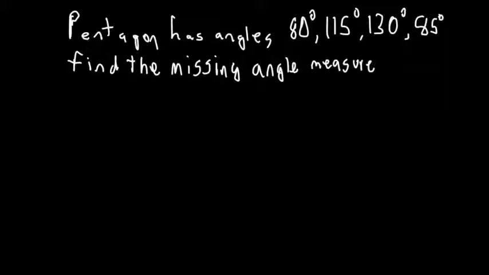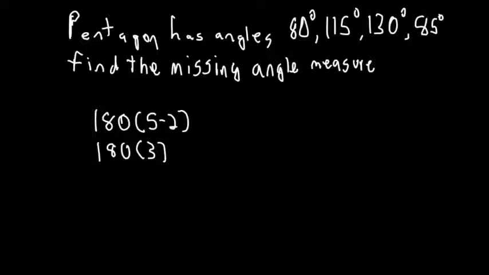Alright, now we're given that a pentagon has angles that measure 80 degrees, 115, 130, and 85, and we need to find the missing angle measure. So first we need to use our formula, 180 times 5 minus 2. So that would be 180 times 3. And 180 times 3 would give us 540 degrees in a pentagon.